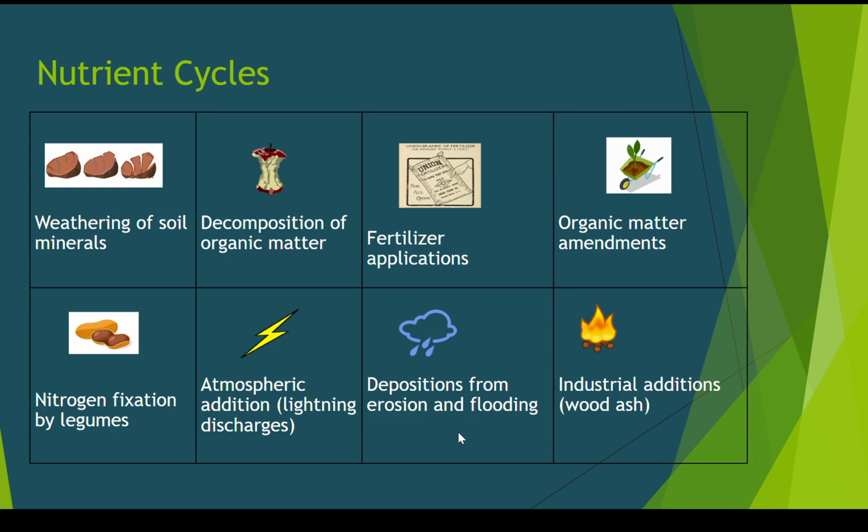Deposition from erosion and flooding. I have my little raindrop here. When it floods, think about the hurricanes that we had. A few years back, we had Hurricane Helene, and Hurricane Helene brought a lot of new sediment to certain places. It also took some away. So the soil that's now there has a bunch of different nutrients. And then we have industrial additions like wood ash. That's my little fire. After that, we have our wood ash, and we can add that into our soil.